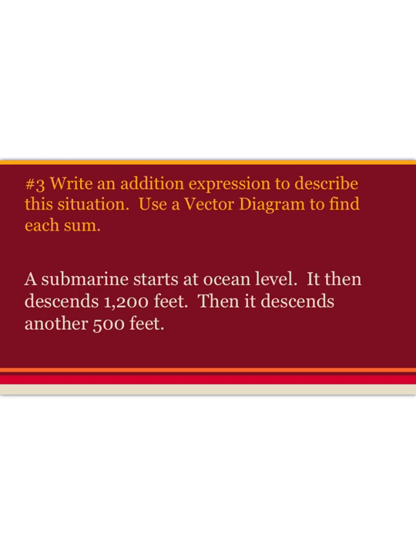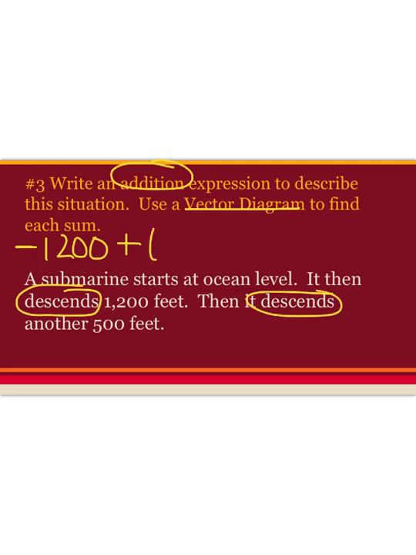All right, on this one, we're going to try a different view of our vector diagram. So we're still going to write our addition expression. We're still going to use a vector diagram. It's just going to look a little different this time. All right, so we have a submarine starting at ocean level, and it's going to descend 1,200 feet. So that's implying it's a -1,200 feet. And then it's going to descend, again, a -500 more.